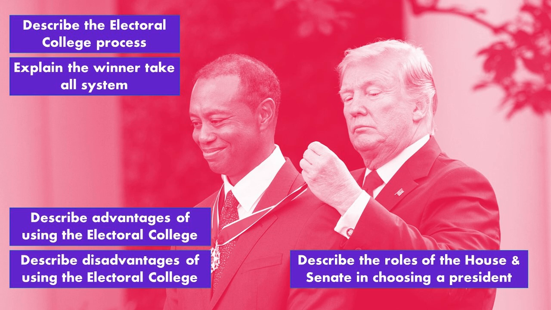You need to be able to describe the advantages of using the Electoral College. This is the kind of thing that might come up in an argument essay. So you need to be able to come up with at least one advantage of using the Electoral College, even if you disagree with it. And then you need to be able to describe the criticisms of the Electoral College and the potential reforms. Also really important that we remember the roles of the House and Senate in the Electoral College if we were unable to get a majority of votes.